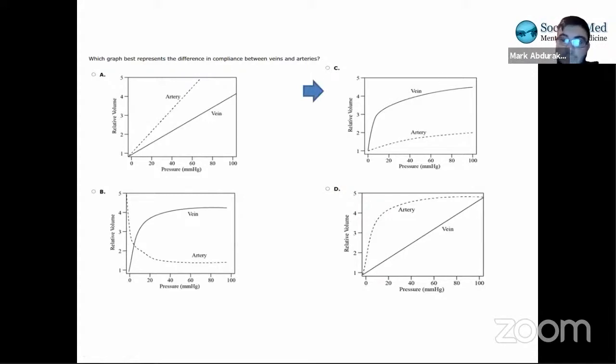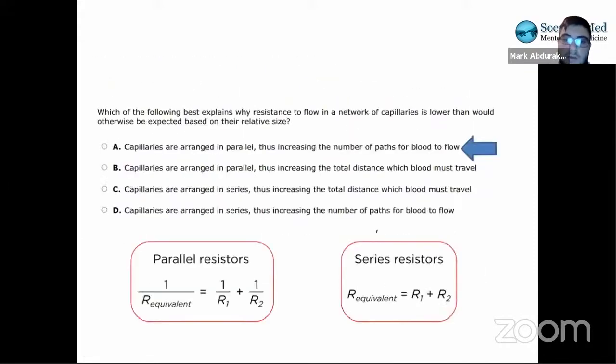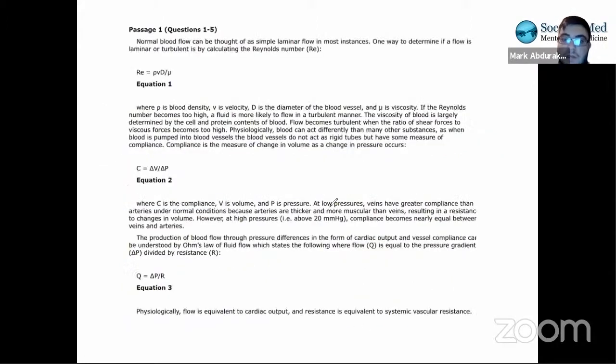I'll go back to the passage just to highlight something. The most important thing is that C is the compliance. At low pressures, veins have a greater compliance than arteries, right? It tells you why, but that's not important. At high pressures above 20, compliance becomes nearly equal between veins and arteries. So at low pressure, veins have bigger compliance. When you get to high pressure, they have the same compliance.